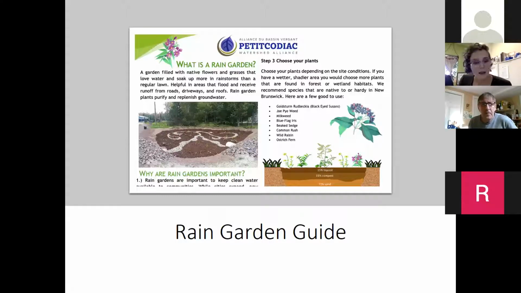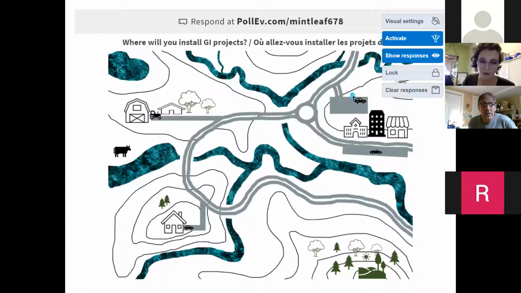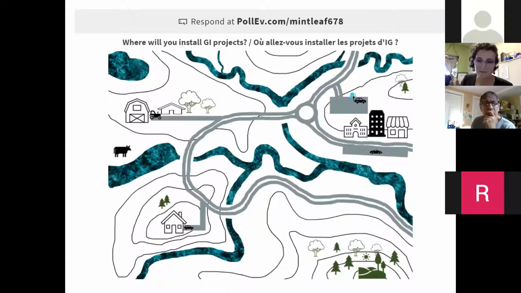And now, equipped with your rain garden and GI knowledge, I have a small activity. So I made this miniature topographic map to share with you all and to give you a chance to tell me on Poll Everywhere where you would build a GI project. I'm going to be honest, my virtual design qualities are not that great, but this is a poorly managed watershed, as I'm sure you can see.